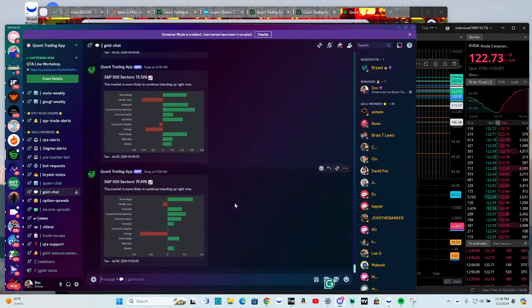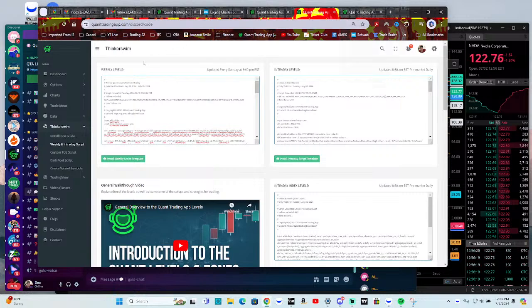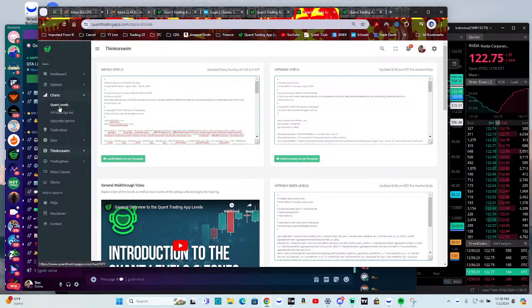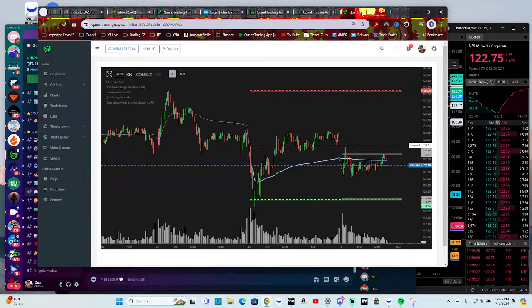Hey, TRS. Great info, mate. Do the intraday levels on the Quant app show previous day's levels? Great question. Why is that a great question? Because we can demonstrate how to do it. So here's the Quant chart. You go to Quant levels. And as that's loading there, I'll go to this Quant chart.